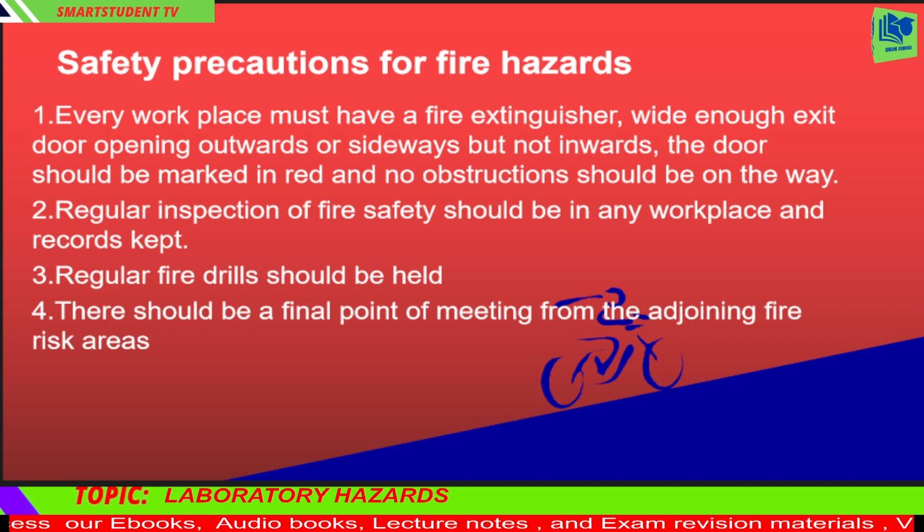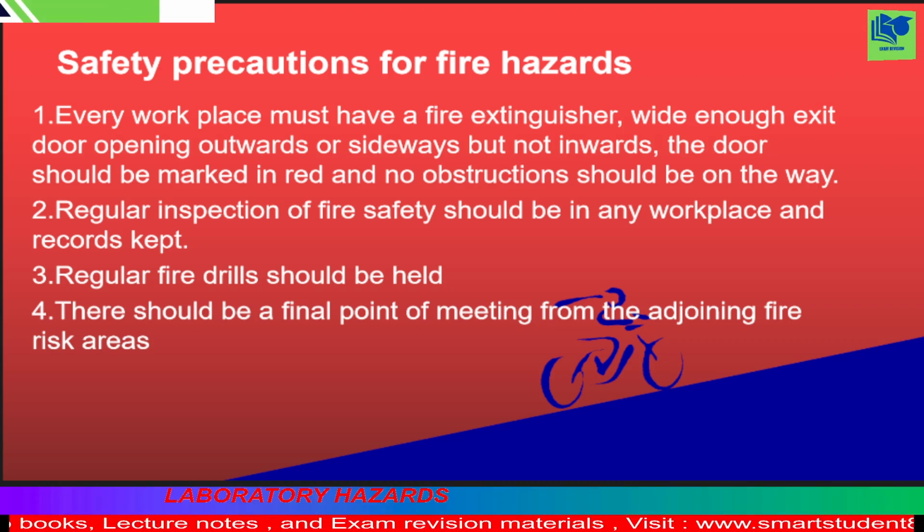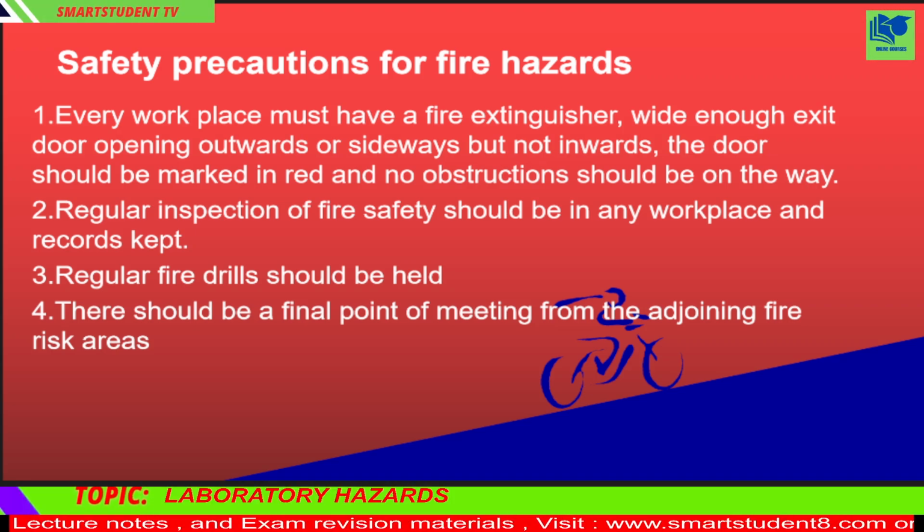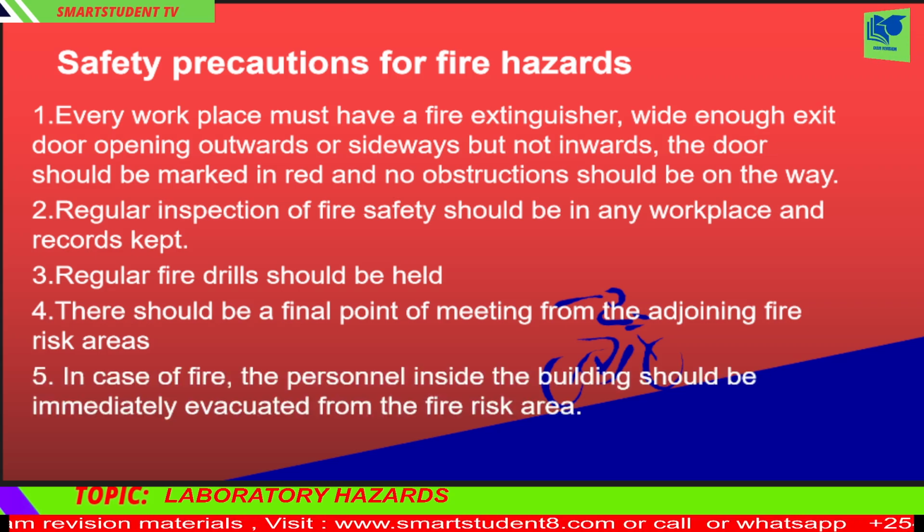4. There should be a final point of meeting from the adjoining fire risk areas where everybody who may have escaped the fire tragedy in the building should assemble and their names taken so as to easily identify those that could still be trapped inside the building. This point should be easily accessible and protected from fire risk. 5. In case of fire, the personnel inside the building should be immediately evacuated from the fire risk area. While trying to slow down the spread of fire, all doors and windows should be closed to rid off oxygen supply from the room. Then call the fire brigades and raise the alarm for everybody to run to the fire assembly point where the roll call will be taken.